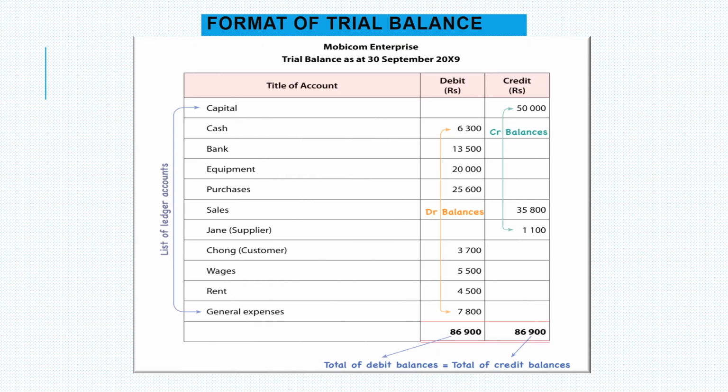Likewise, if you add all the figures in the credit column, that is 50,000, 35,800, and 1,100, this will make the sum of 86,900. This shows that the total of debit balances is equal to the total of credit balances, meaning that the transactions in the ledger have been correctly recorded.